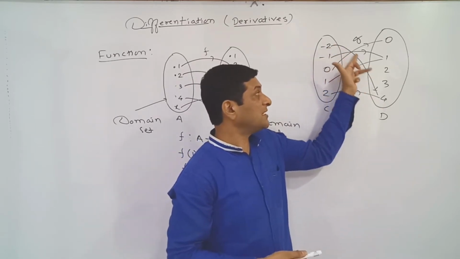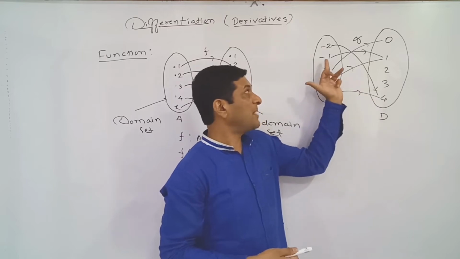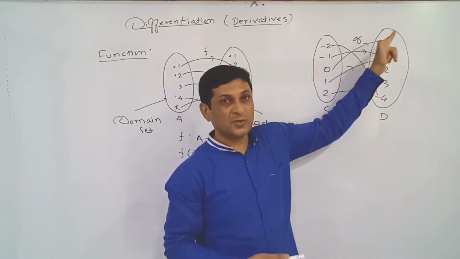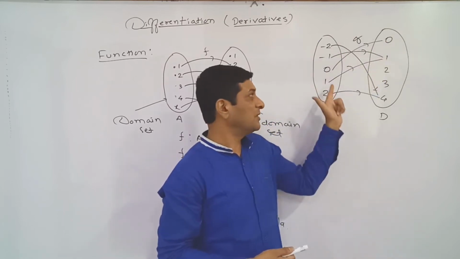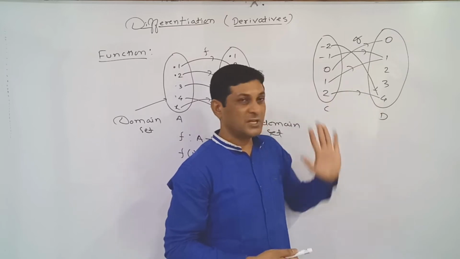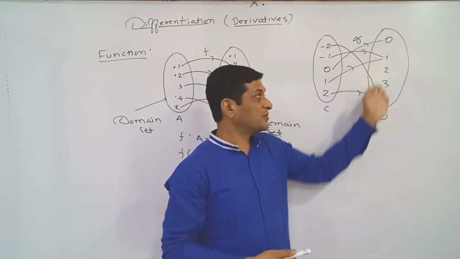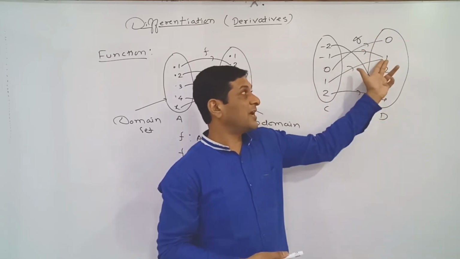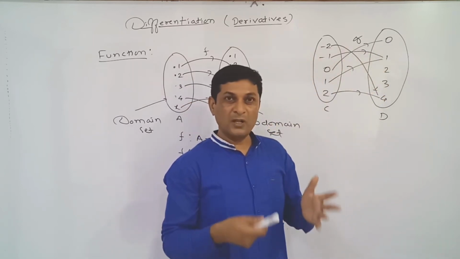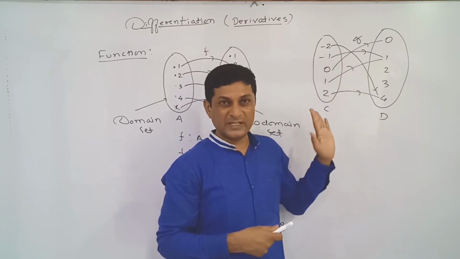So -2 is related with only one element 4. -1 is related with only one element 1. In the same way 0 is also related with only one element 0. 1 is related with only one element 1. 2 is related with only one element 4. Don't worry that in the codomain set 1 has 2 images. There is no condition on what? Codomain set. All the conditions are on the domain set.